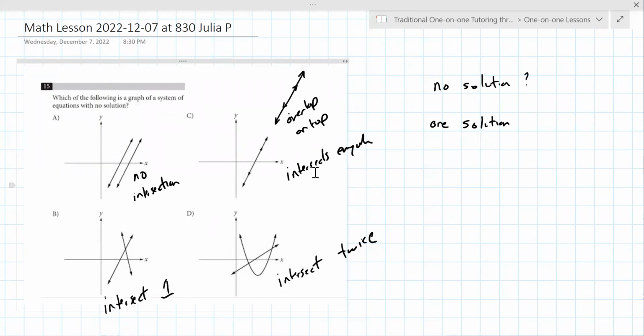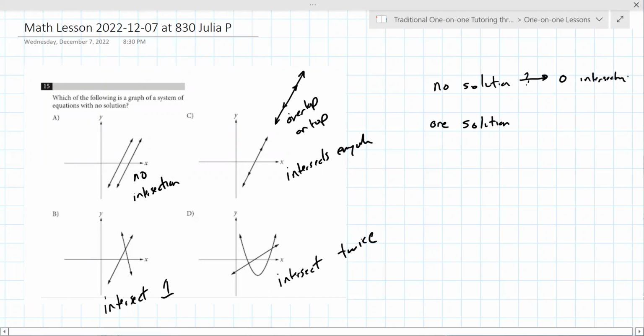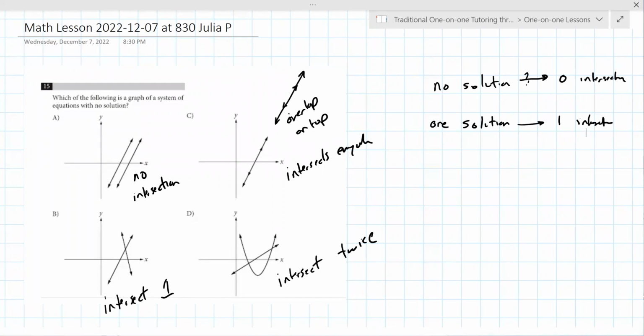Is that okay so far? Okay. So no solution literally means there are zero intersections. Zero intersections. Nothing more, nothing less. One solution is one intersection. So the one that has no solution is the one that has no intersections or zero intersections. Does that help to answer this question? Oh, so it's A. It's A, yeah.